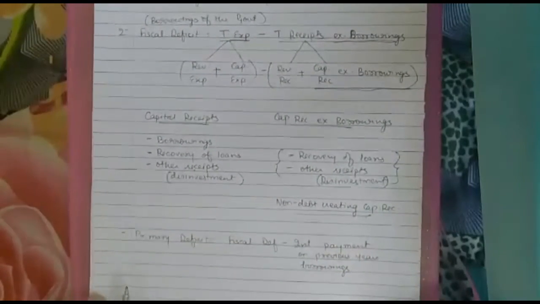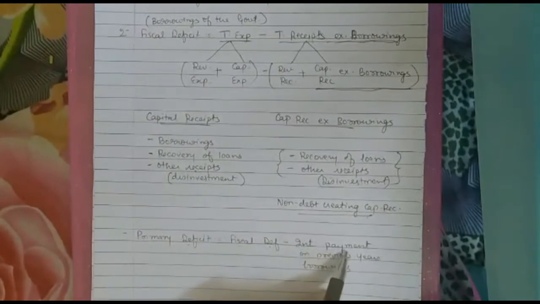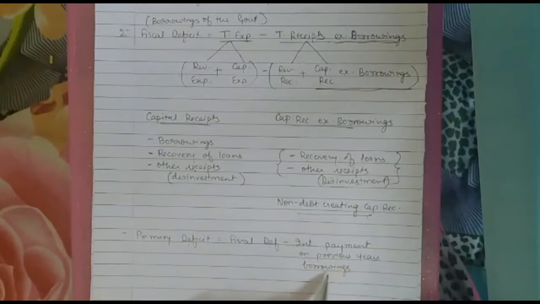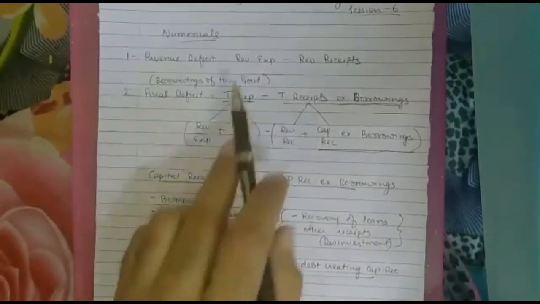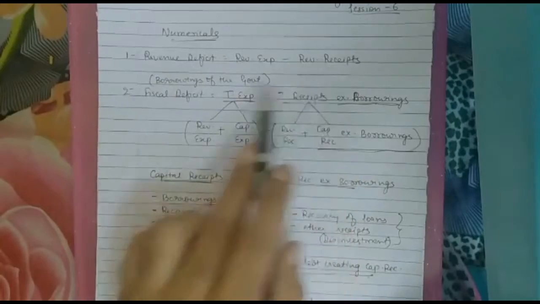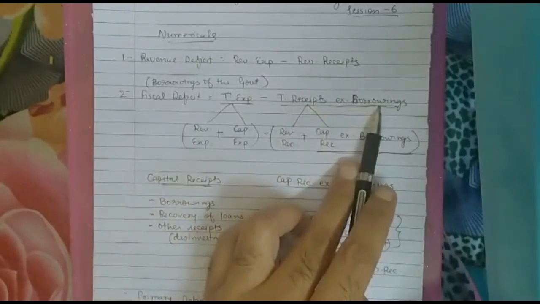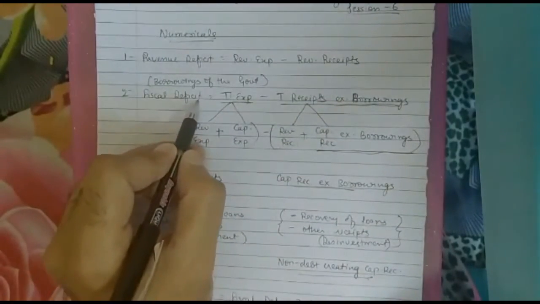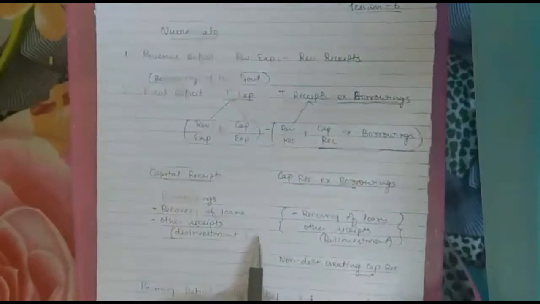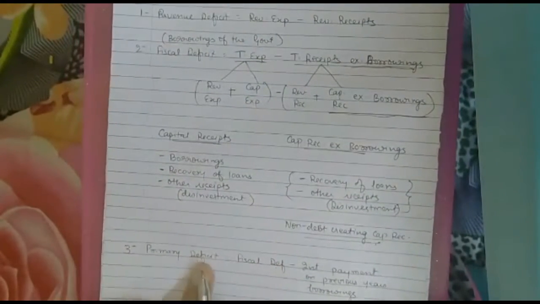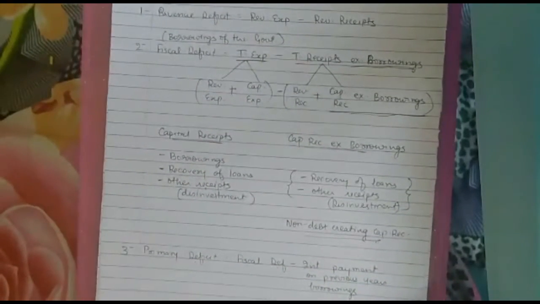Now the third formula. Primary deficit is equal to fiscal deficit minus interest payment. But which interest payment? Interest payment on previous year's borrowing. So we have seen the formulas of revenue deficit, that is revenue expenditure minus revenue receipts. Second, fiscal deficit, which is equal to total expenditure minus total receipts excluding borrowings. One more thing, fiscal deficit is also known as the net borrowings of the government. Last, number 3, primary deficit, which is equal to fiscal deficit minus interest payment on the previous year's borrowing.